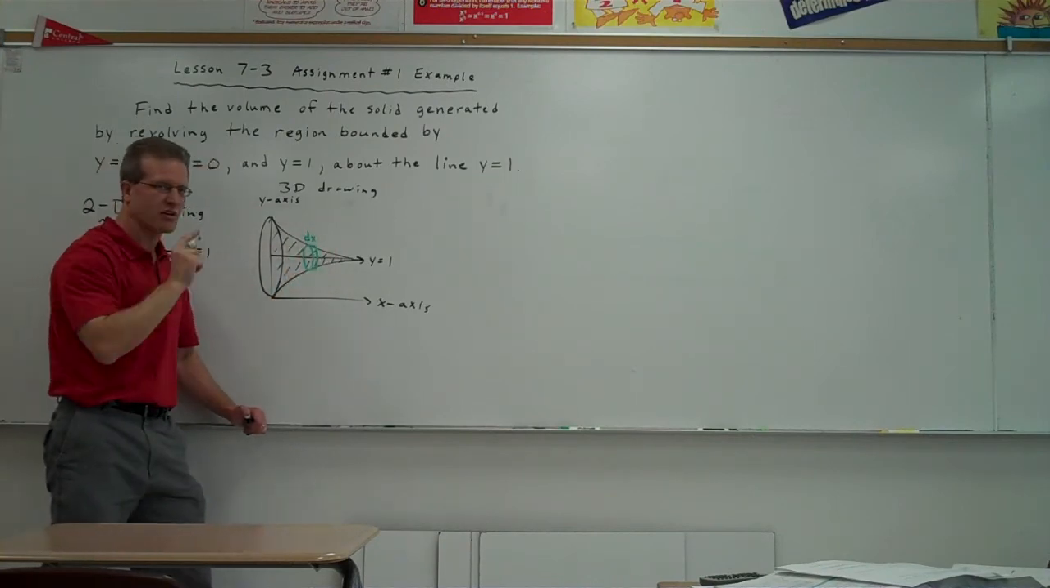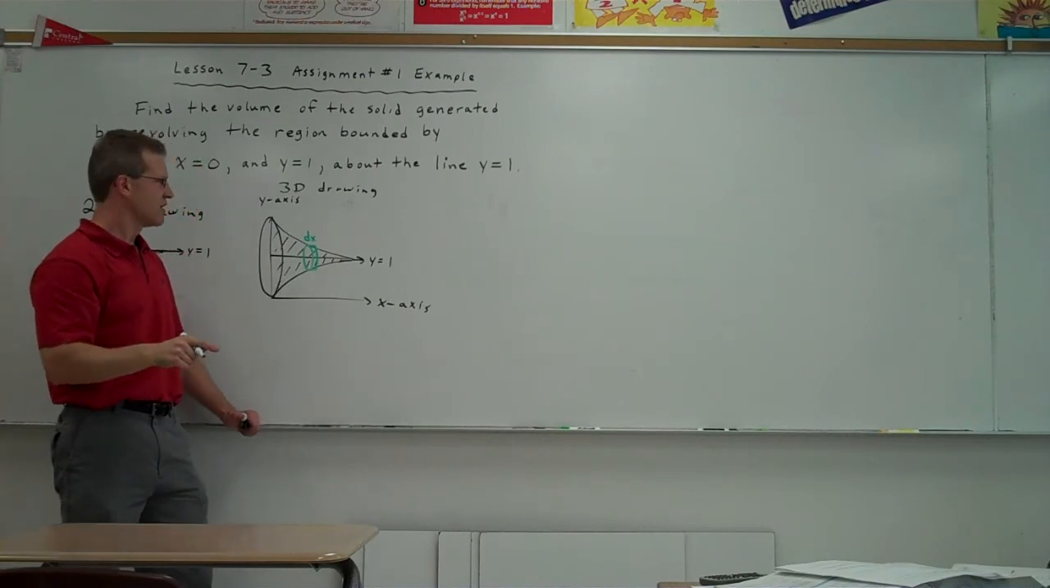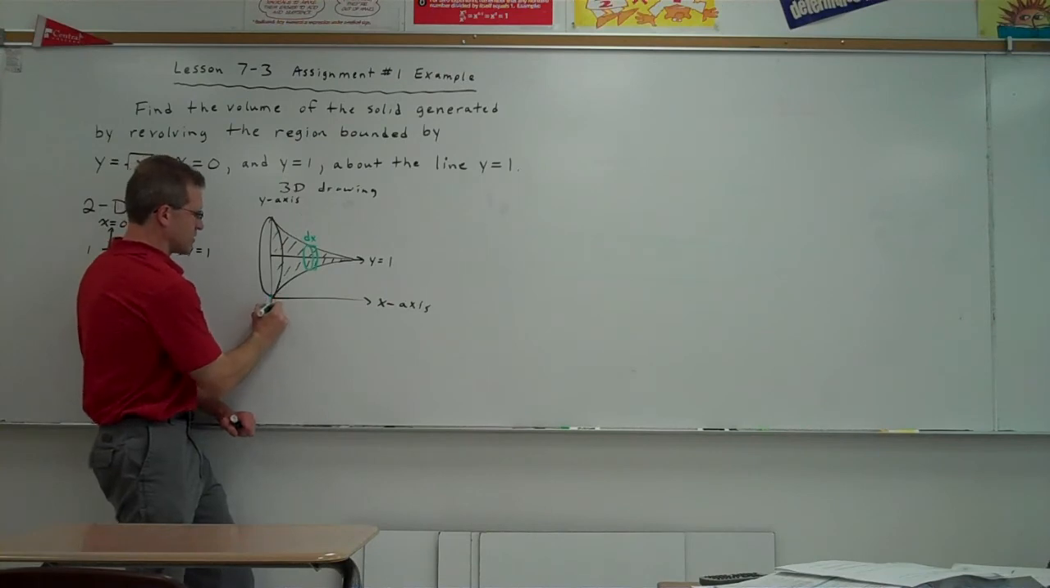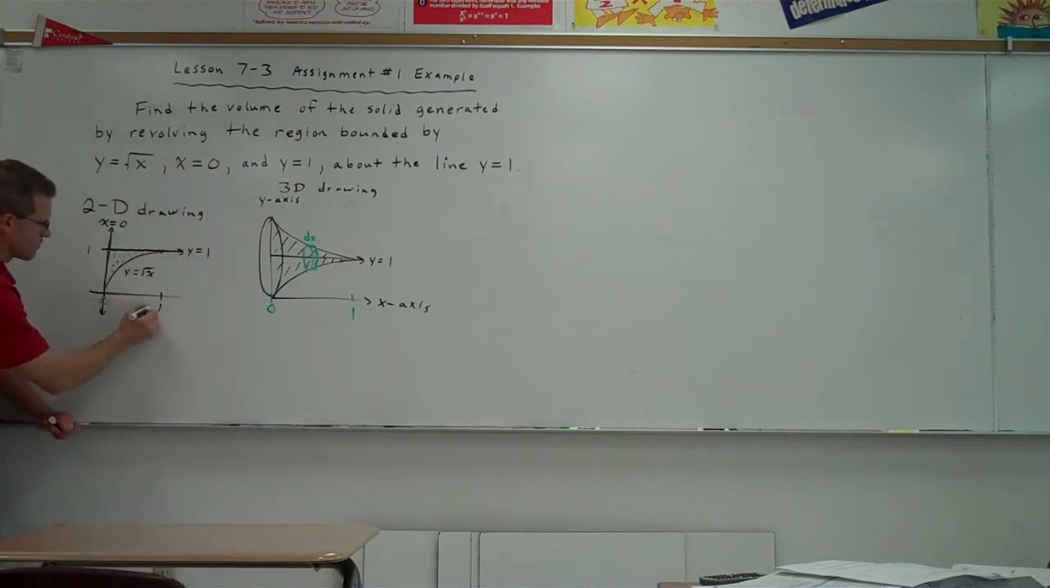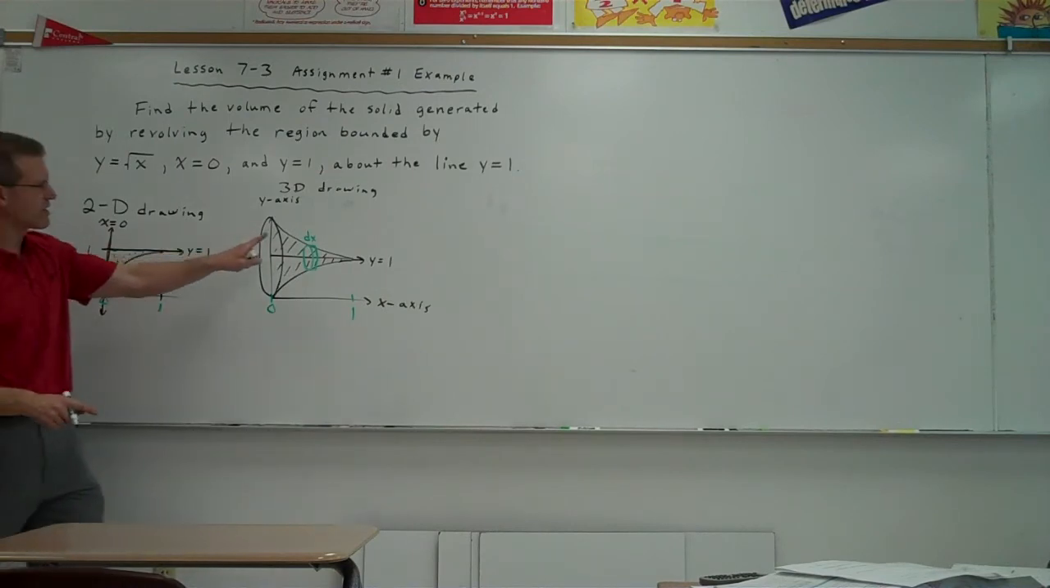That tells me that I want my integrand to be in terms of x, and I want my bounds to be in terms of x. So my bounds are going to go from 0 to 1 right there. We said this was 1 back here, 0 to 1. And I know that I want to use x values instead of y values because of the fact that we're using dx.